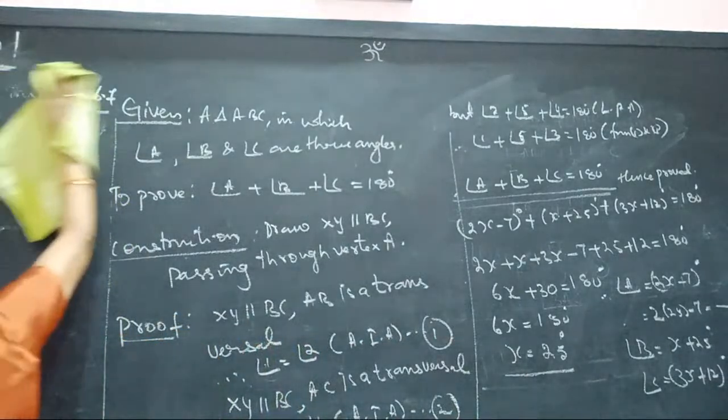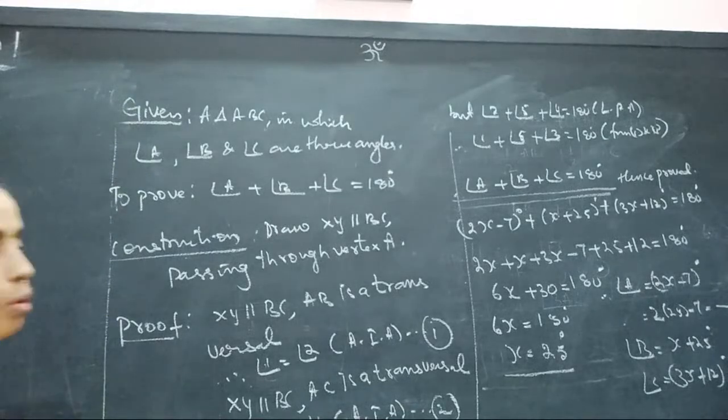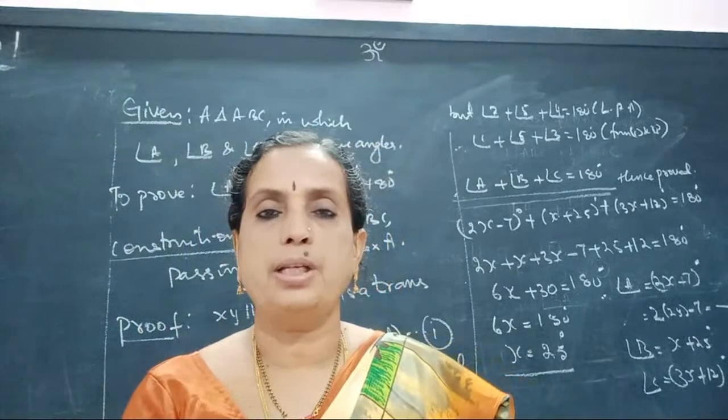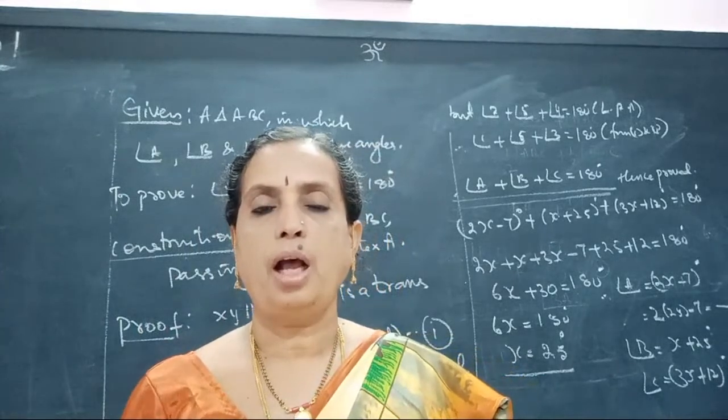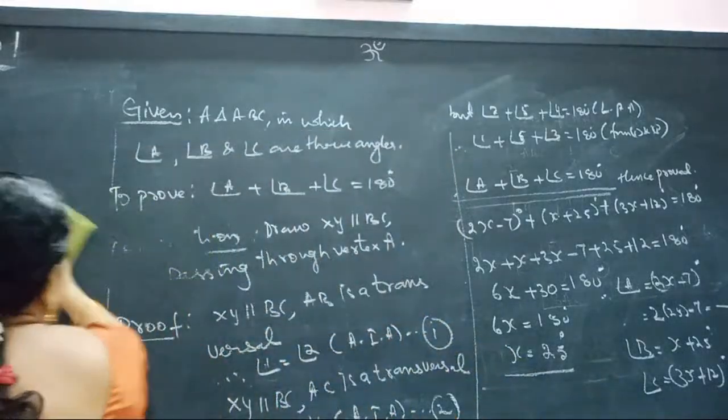So this is how the 4 marks question from this chapter will be. They will give you a theorem to prove, and using the theorem condition we have to find the unknown value of x. Okay. Next.